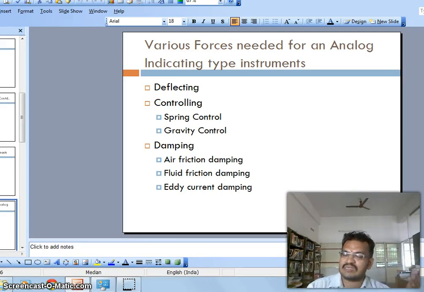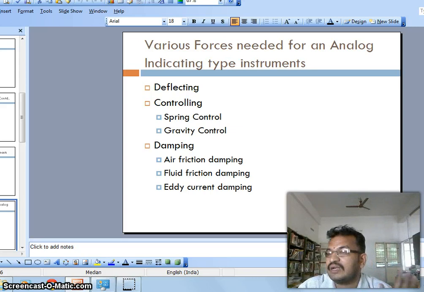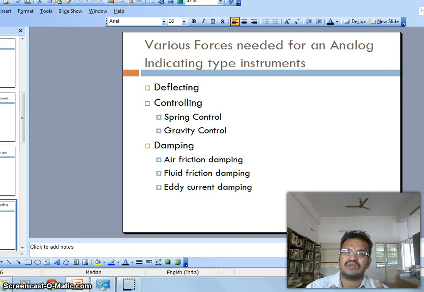Air friction damping is employed in moving iron instruments. Eddy current damping is employed in moving coil instruments, whenever we are using a permanent magnet, because the strength of the magnetic field should be high enough to accommodate eddy current damping. Fluid friction damping is rarely used. So these are the basic important concepts of electrical measurements. That's all.